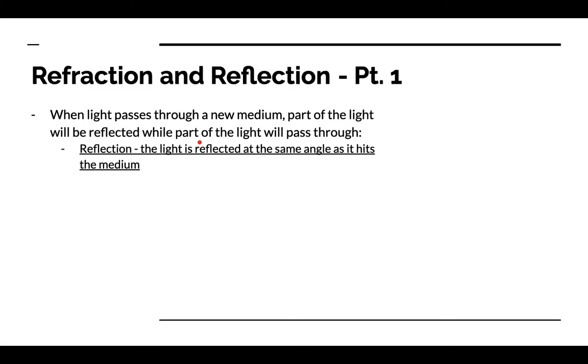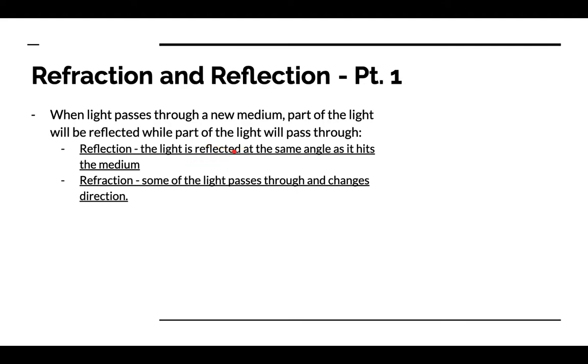So when light passes through a new medium, part of the light will be reflected, while part of the light will pass through. Just like if you look outside of a car window, somebody on the other side will be able to see your image because the light that you emit passes through the window. But at the same time, you will also be seeing reflection because some of that light is reflected back towards you. So reflection: the light is reflected at the same angle as it hits the medium.